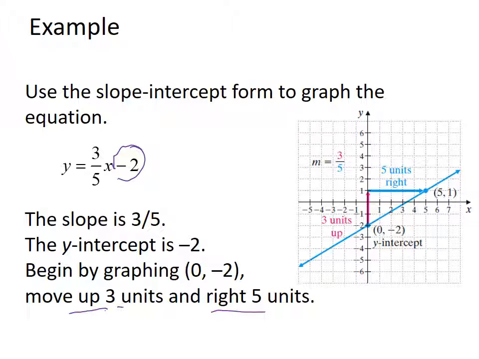So here I go. I started here at -2. Then I rise 3 units, and then I run 5 units. And there's my second point. As long as you have those 2 points, you can graph your line. So I graph my line, and you're done. Okay? When you're doing this in your homework, it's going to be a little trickier.